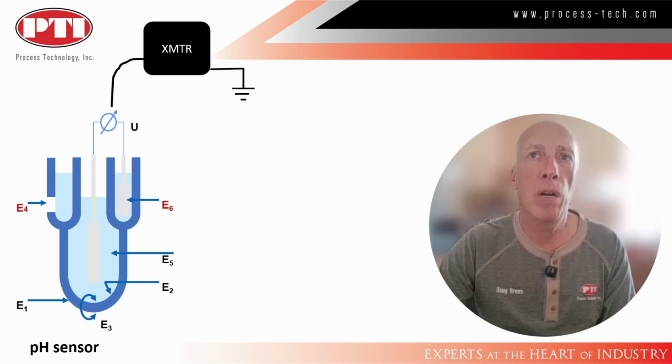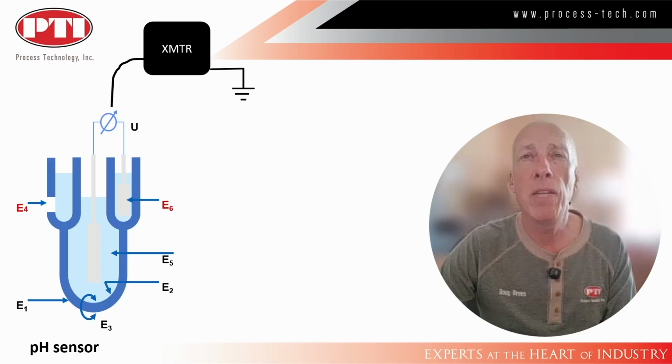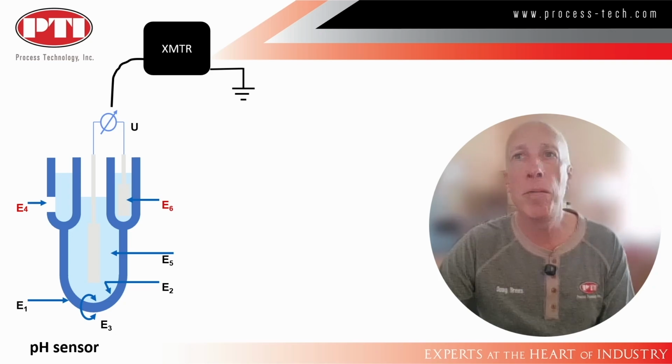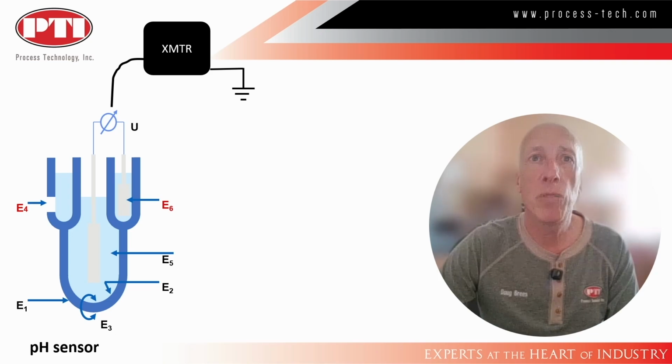Knowing ground loops are common and yet challenging to chase down and solve, Mettler also incorporates solution ground technology into their pH sensors to address common electrical interferences. Think of this as belt and suspenders, the belt being galvanic isolation and the suspenders being solution ground. Here's what we're talking about.